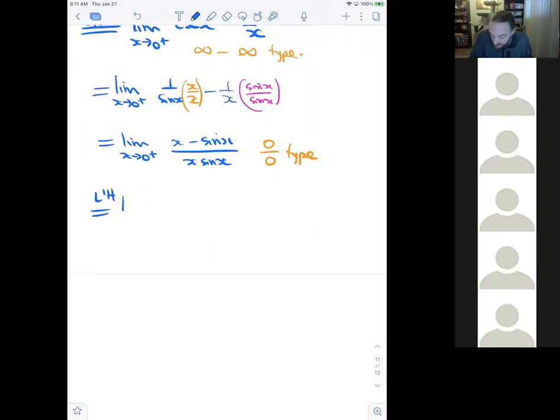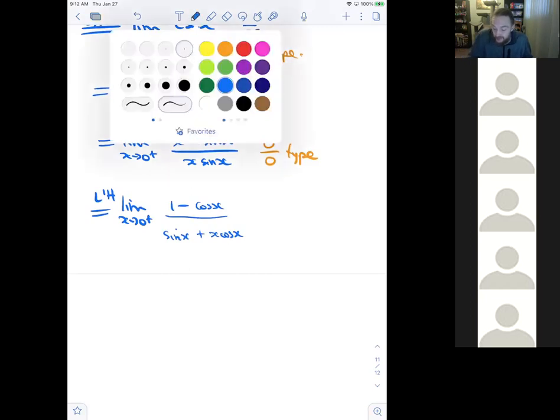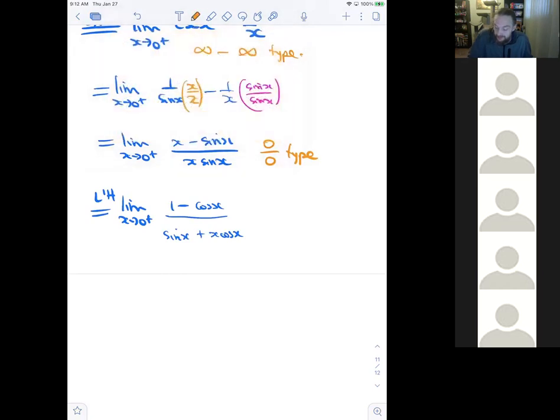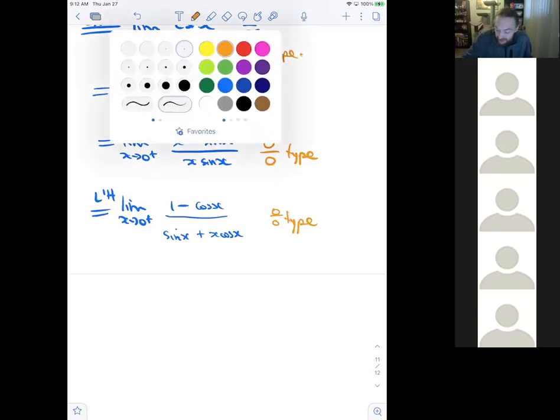This gives me on the top the limit as x approaches 0 plus of 1 minus cos x over, now we're going to use the product rule, sine x plus x cos x. If I look at this again, where am I going? I'm going to 0. This is still going to be 0 over 0 type. Anytime I reassess and simplify and I get 0 over 0 or infinity over infinity, I can take the derivative again. So I will take the derivative again.